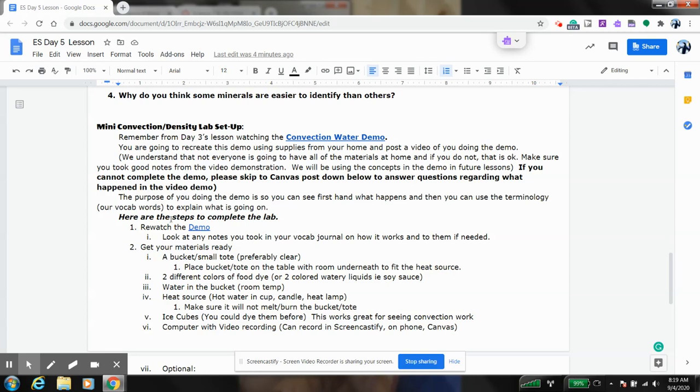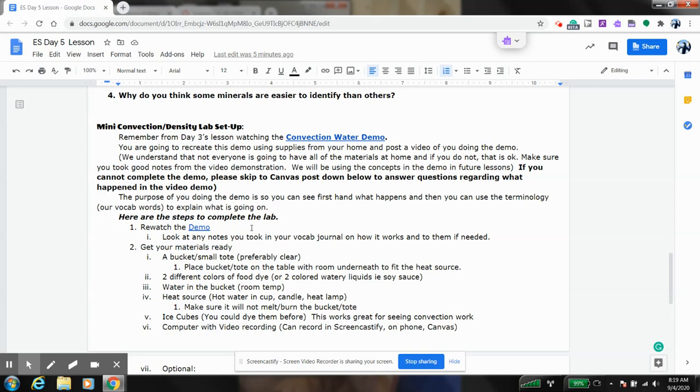1, it's actually really fun. 2, it's actually really cool to see yourself. And 3, if you can explain what's happening here, it shows that you understand both density and convection. And when you understand those terms, you're going to set yourself up really good for when we start learning about plate tectonics here in a couple of days.